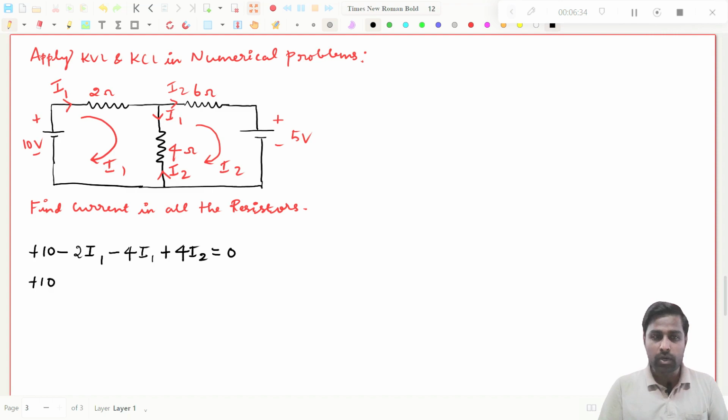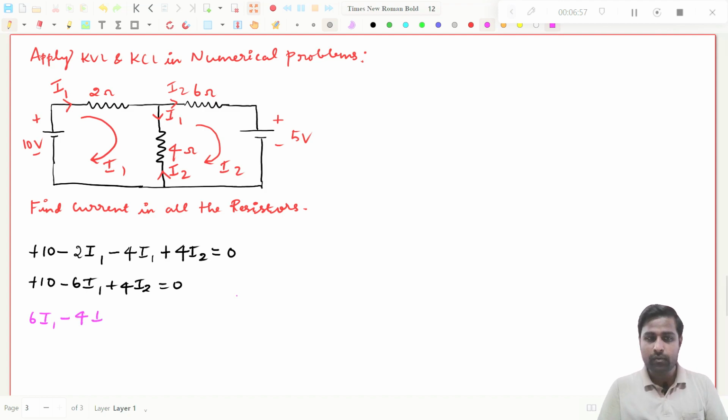If you take I1, it will be minus 6 I1 plus 4 I2 will be equal to 0. And I will keep this 10 on one side and bring all these terms to the other side. So what I will get, 6 I1, because I have taken the 6 I1 to the other side, and minus 4 I2 will be equal to 10. That's all. So this is the expression number 1 for us, right?